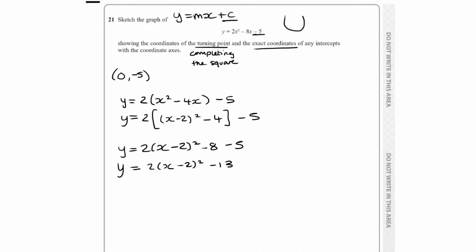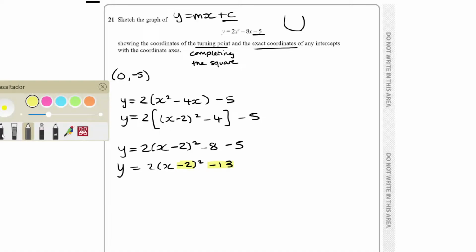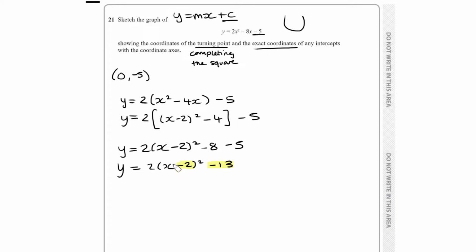So my turning point coordinates derive from here, don't they? The only thing is, again, think about your graph transformations. We're changing the x one. So turning point, I'll just put TP, right? TP for turning point is +2, and then the one on the outside is the y-axis, which is the same, just -13. So that's my turning point.